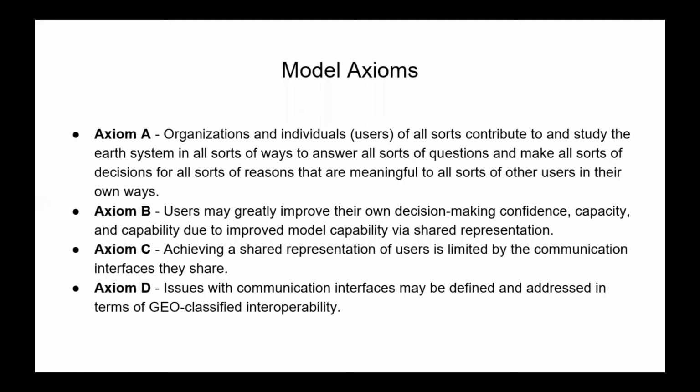So this all is in a formal spec that I shared with the session. It's in draft now, and I invite people to become reviewers, but essentially we derive these 4 axioms. We propose that organizations and individuals of all sorts contribute to study the Earth system in all sorts of ways, to answer all sorts of questions and make all sorts of decisions for all sorts of reasons that are meaningful to all sorts of other users. Users might greatly improve their own decision-making confidence, et cetera, due to improved model capability via shared representation.